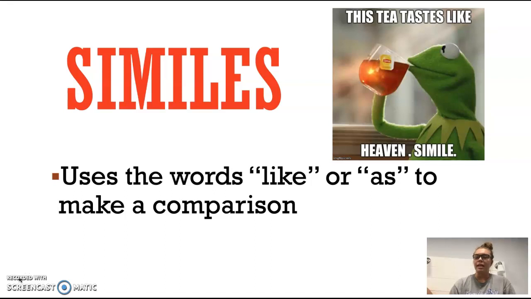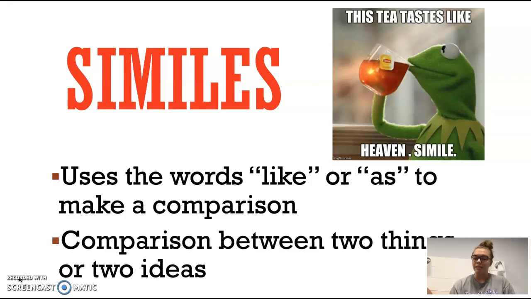Similes use the words like or as to make comparisons. They compare two things or two ideas. If you look at our example above, you can see that the word like is used to compare tea and heaven.